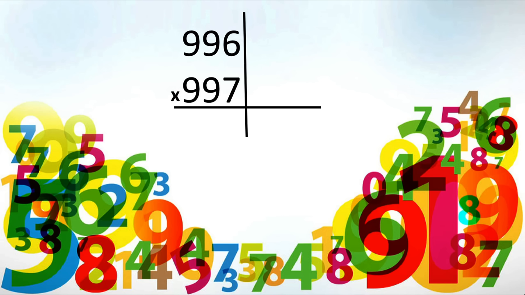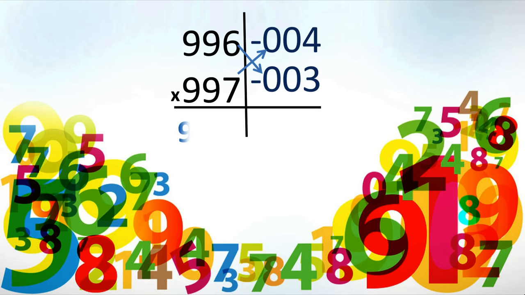Let's take a bigger number. Let's try this one. Here, the base is 1,000. So we got minus 004. And 997 would be minus 003. We go crosswise like this, and we get 996 minus 003, which would give us 993, and 004 times 003 would give us 012, and that's our answer.